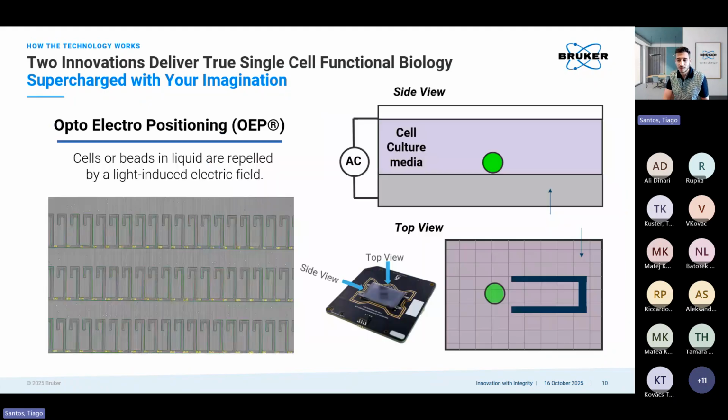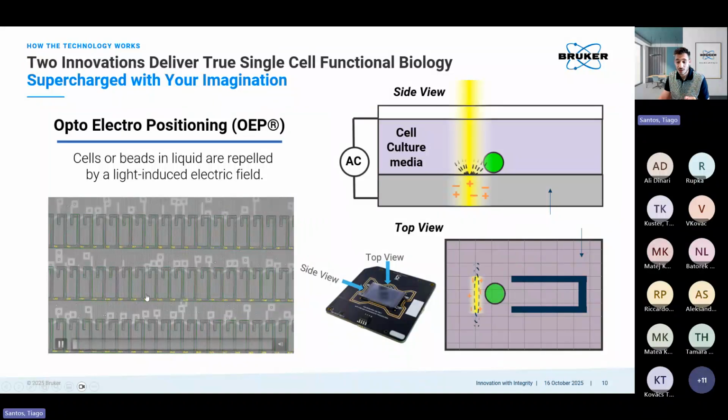So how can we do this? The chip is constructed in a way that has millions of phototransistors within the chip, and so we have a light in the instrument that precisely hits each of these points in the grid and allows us to create a light-induced mild electric field. And we call this optoelectric positioning, short as OEP, our technology that allows us to actually move cells, particles, beads, and be really selective on the types of cells that you want to work on.